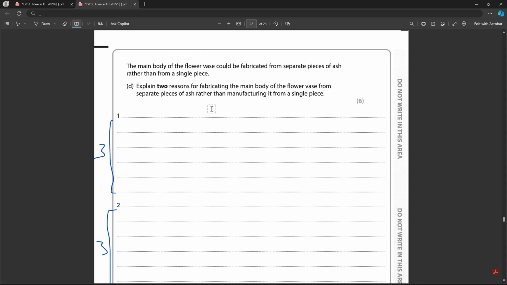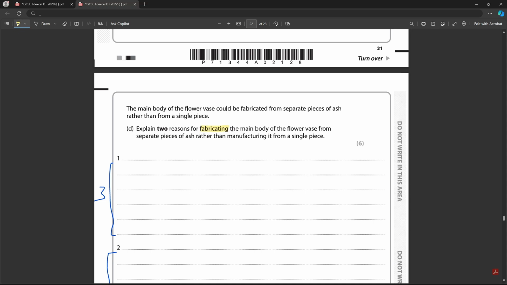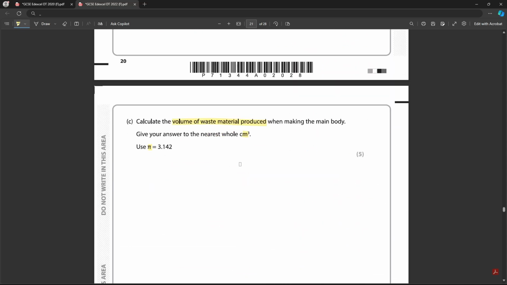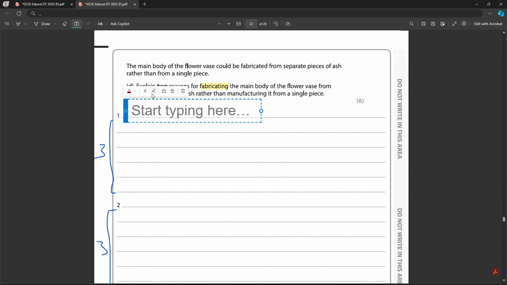Explain 2 reasons for fabricating the main body of the flower vase from separate pieces of ash rather than manufacturing it from a single piece. So this word fabricating means basically sticking 2 things together, instead of having one big piece and carving it from that. Fabricating means two separate smaller pieces joined together to make this whole vase. So, explain 2 reasons. Let's think of a point. What can our first point be? We need a point, evidence, and then the third mark comes from linking it back to the actual question, linking it back to the vase.